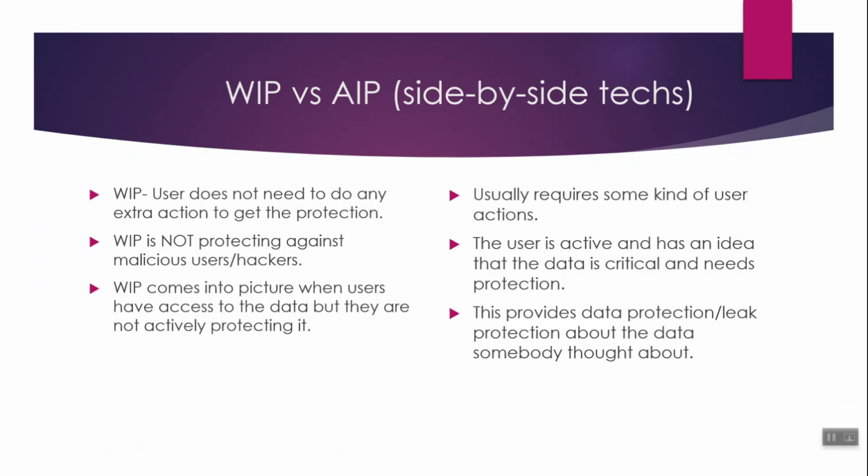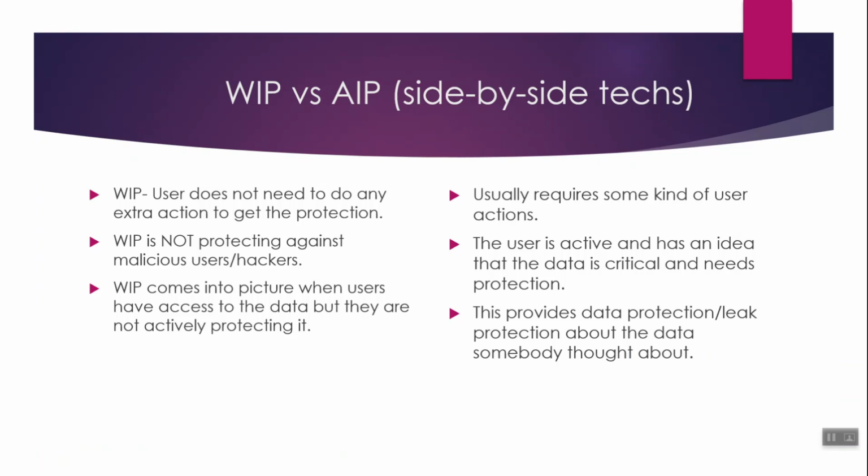Now, let's just take a moment and try to figure out the difference between WIP and AIP. So WIP actually comes into the picture when the end users have access to the data, but they are not actively protecting it, meaning they are doing something which they are not aware of, and in the event of doing that action, they end up leaking the data.